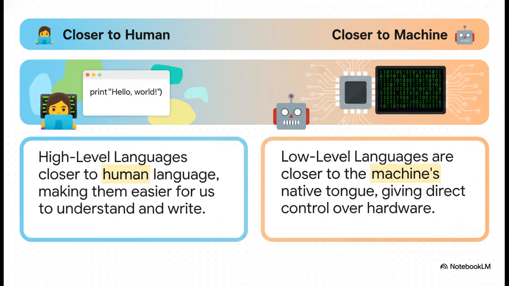Now, it's not a one-size-fits-all thing. For your exam, you've got to know about two main flavors: high-level and low-level languages. And the best way to picture it is like a spectrum. At one end, you have languages that are really close to how we speak and think, and way down at the other end, you have languages that are practically whispering in the machine's ear.